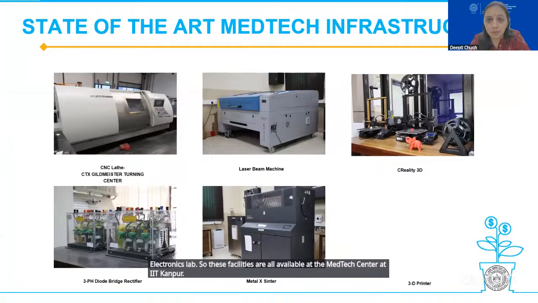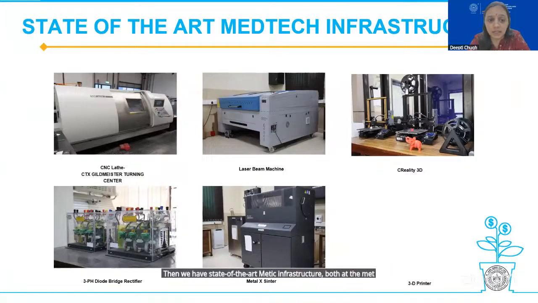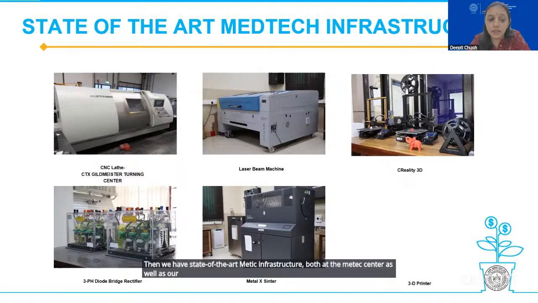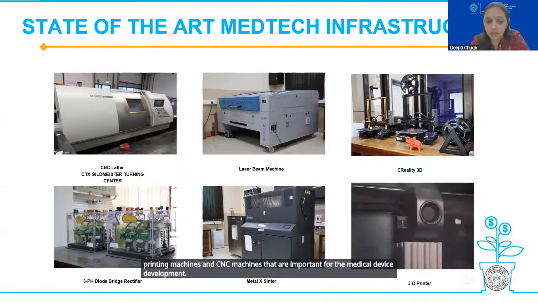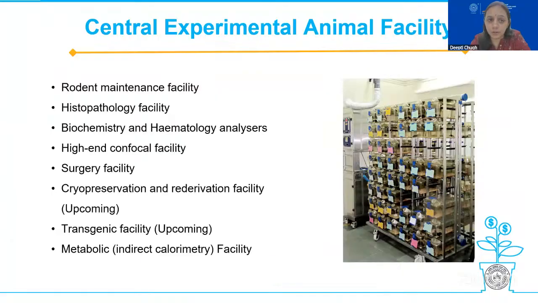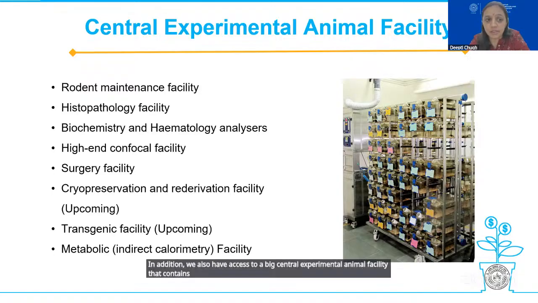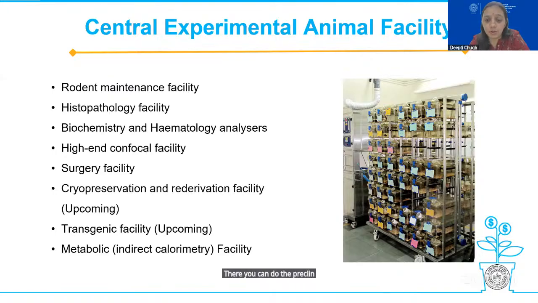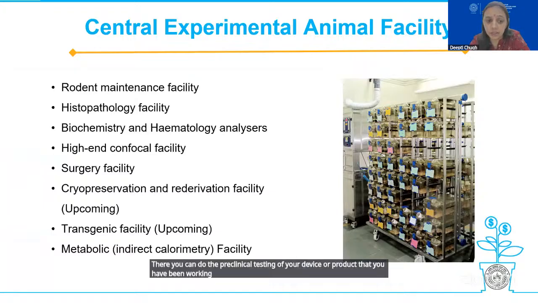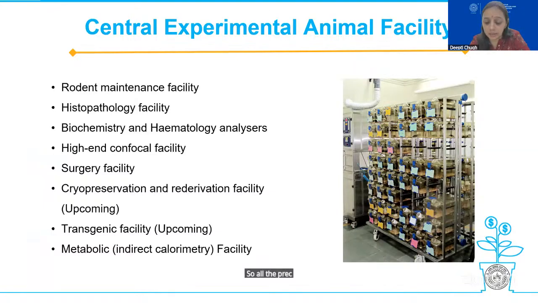Then we have state-of-the-art medtech infrastructure, both at the MedTech Center as well as our incubation center. We have access to state-of-the-art 3D printing machines and CNC machines that are important for medical device development. In addition, we also have access to a big central experimental animal facility that contains a rodent maintenance facility and histopathology facility. There you can do the preclinical testing of your device or product that you have been working on in the healthcare field. All the preclinical work can be done in the state-of-the-art experimental animal facility at IIT Kanpur.